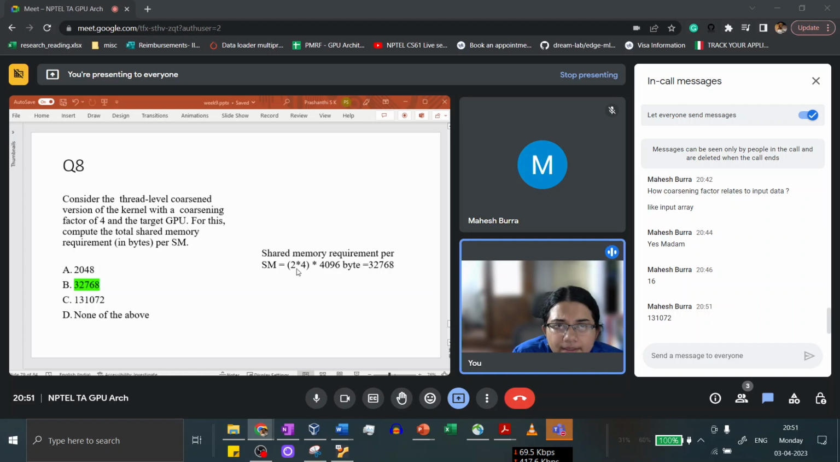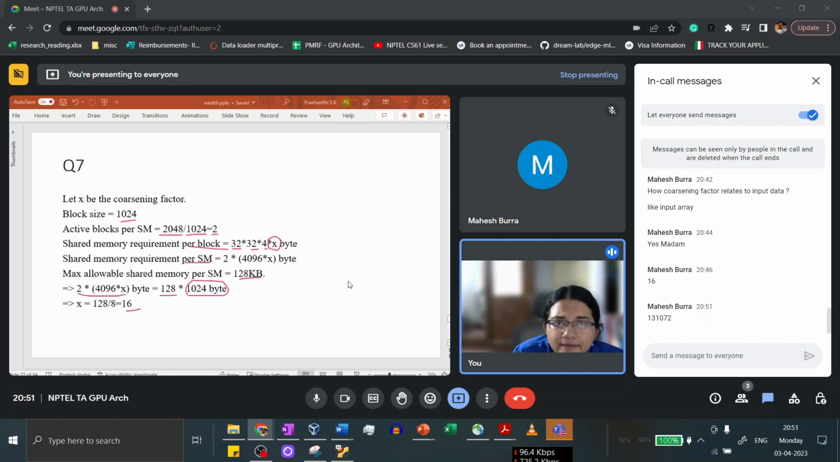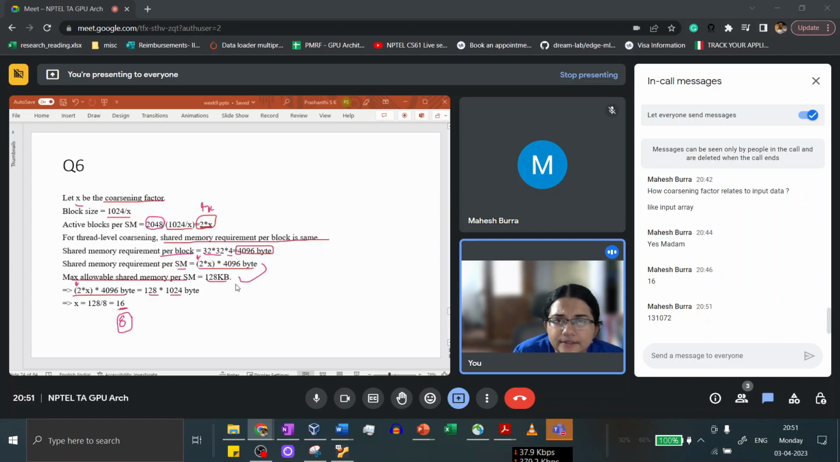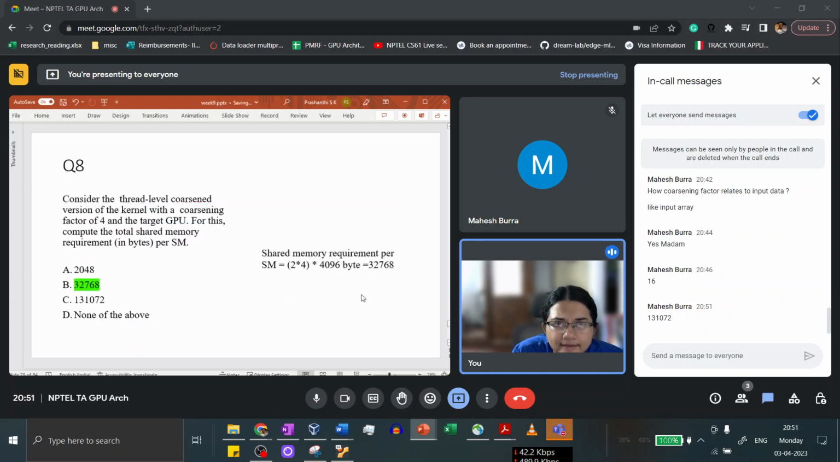Shared memory per SM, 2 into 4 into 4096. So I think what's been done here is we've just used the formula, right? Remember here we did this calculation 2x into 4096. So we've just substituted for x here. x is 4. So 2 into 4 into 4096, that is 8 into 4096, which comes to 32768.